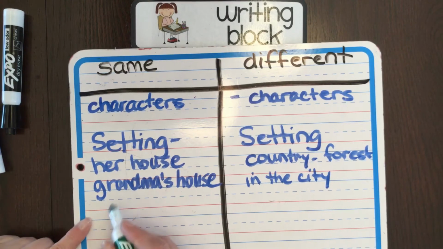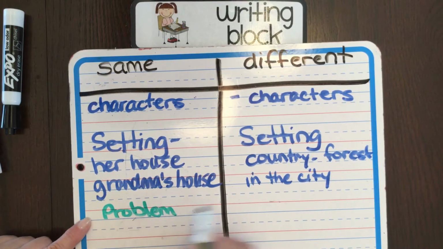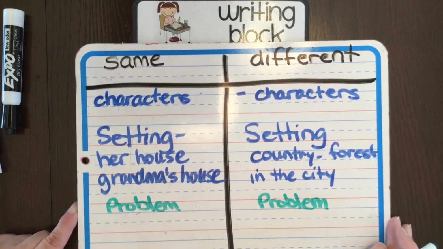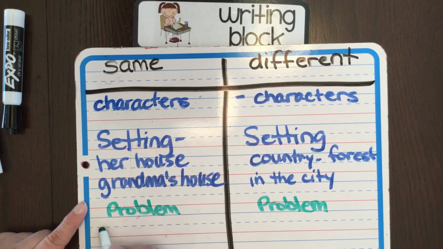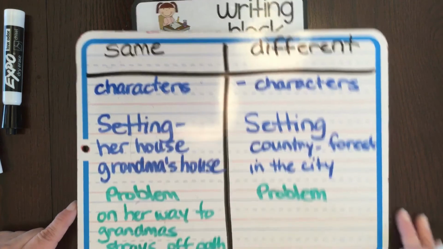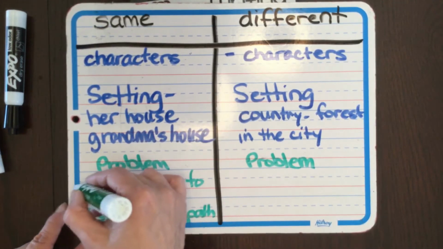What is the problem? And are they the same? Is the problem the same or different? Well, Red is on her way to Grandma's house, so that's the same. On her way to Grandma's. And she strays off the path. That means she walked places she's not supposed to go. I'll put that up higher so you can see it all. That's the same, but the problem's a little bit different.